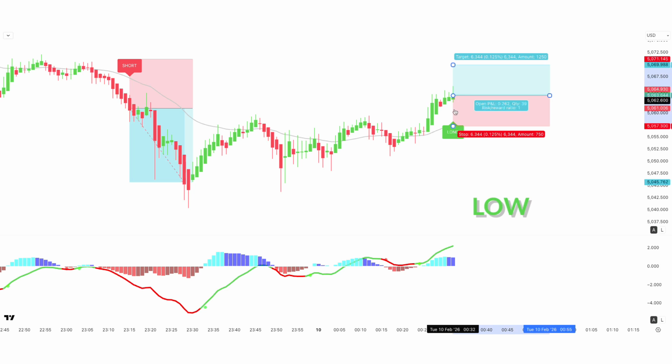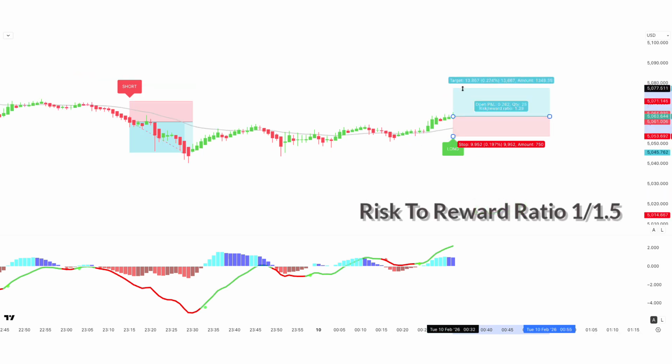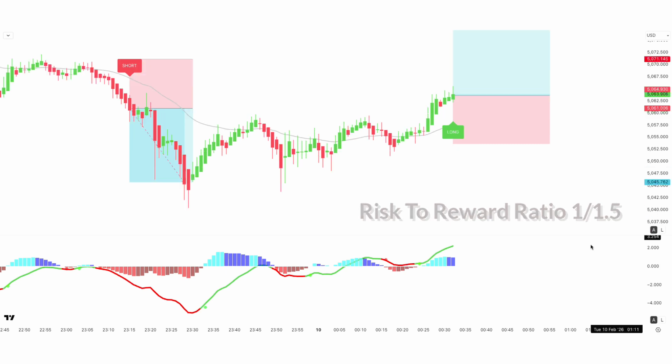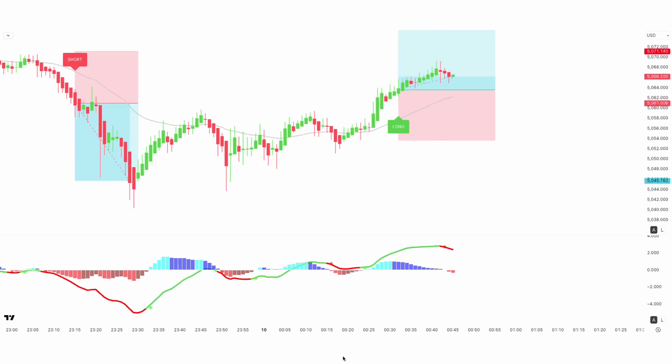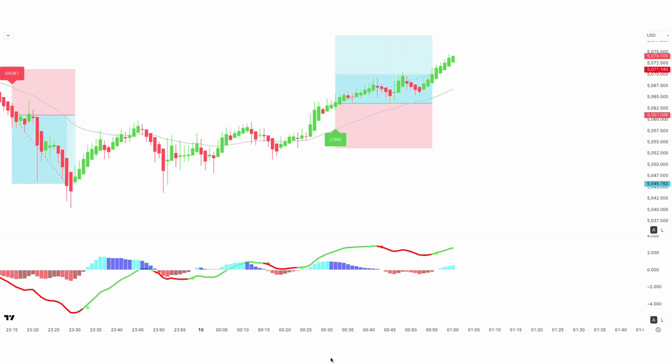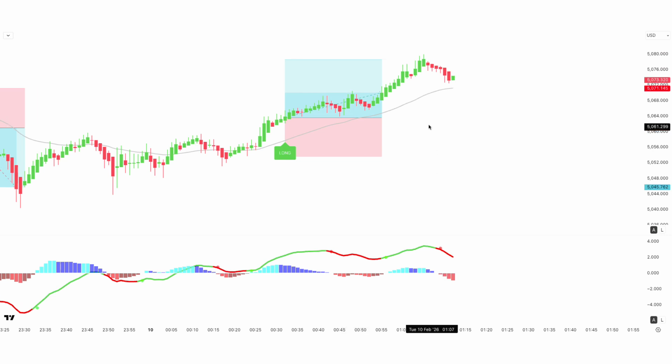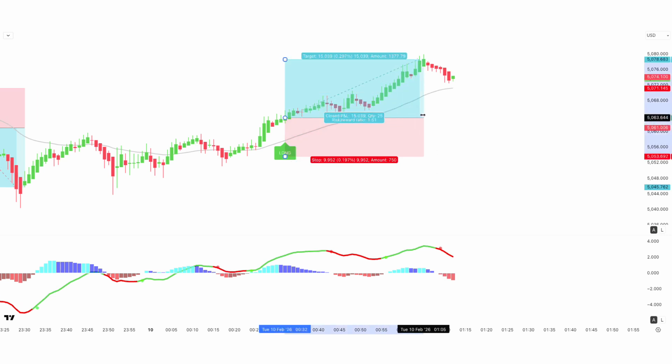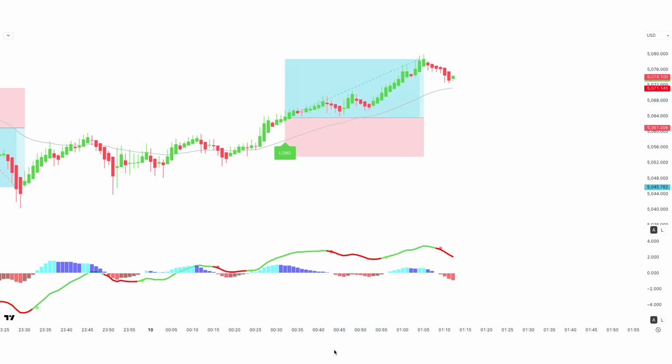Our stop loss is to be placed at the previous low of the market, and the risk-to-reward ratio will be 1:1.5. Let's see what happens to our trade. Our trade is running in profit. We have won the trade. Let's find the next trade.